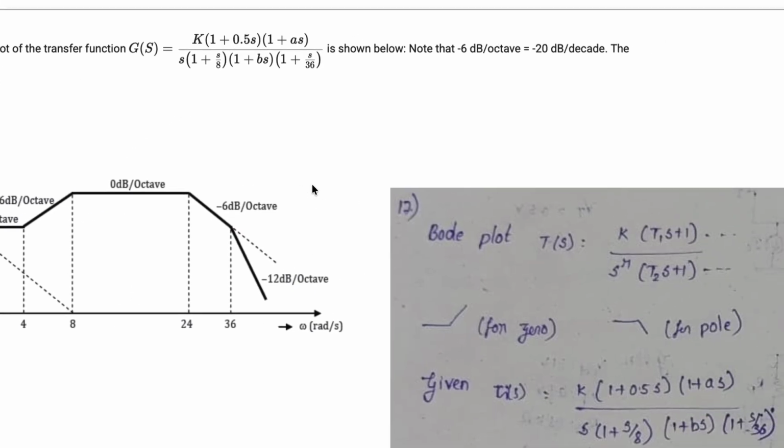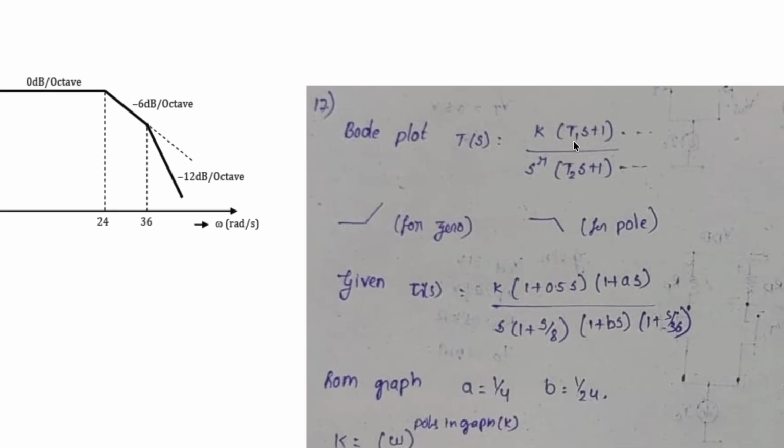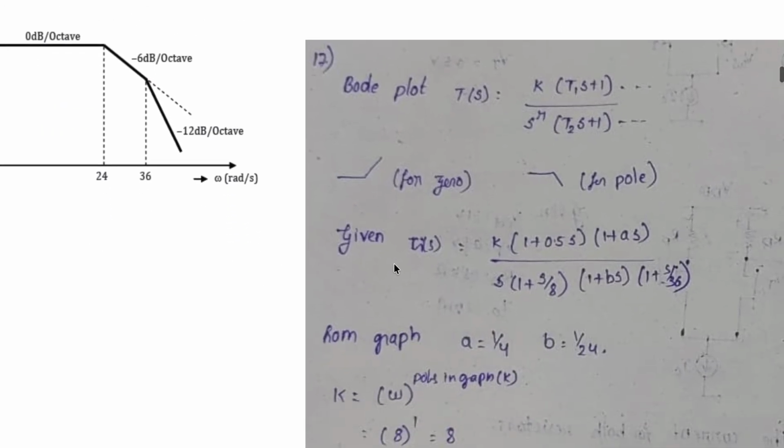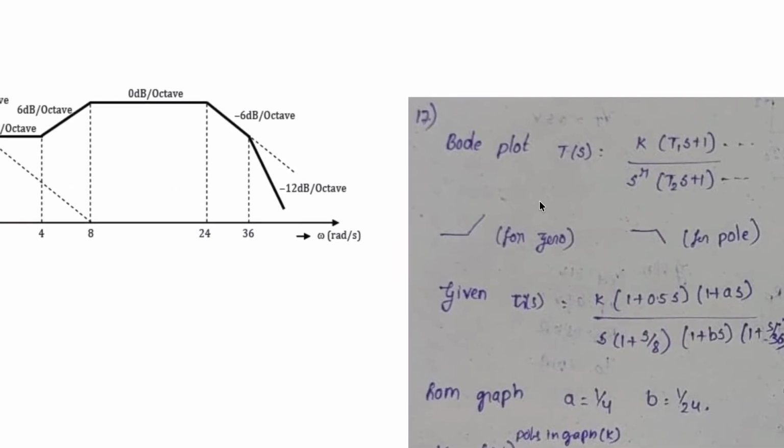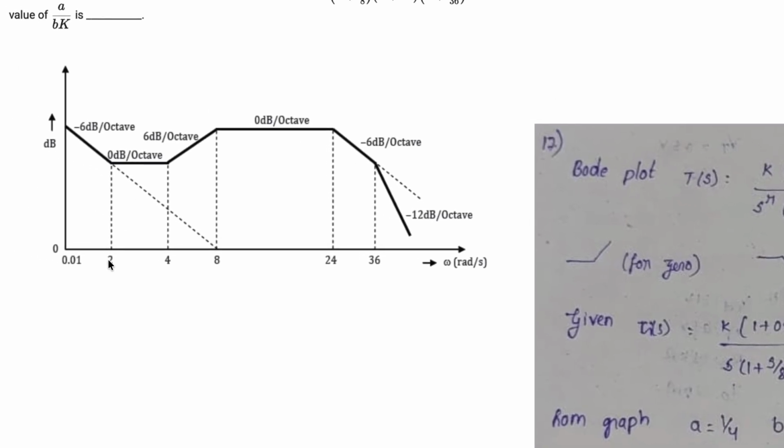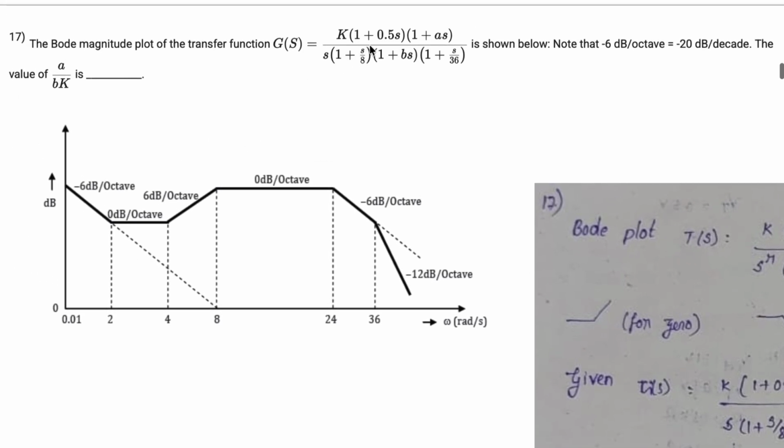By comparing this to the T1s, as we know, from the previous lecture, it is like 1 plus s by omega c1. So T1 is equal to 1 by omega c1. The corner frequency is 2, so here we get 1 plus s by 2. A is correct only, 0.5. So look at the next positive slope. Here 0 to 6 positive, so 4. I think here s by 4, so A will be 1 by 4.